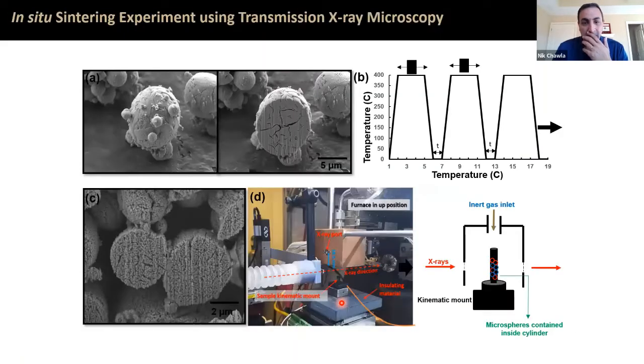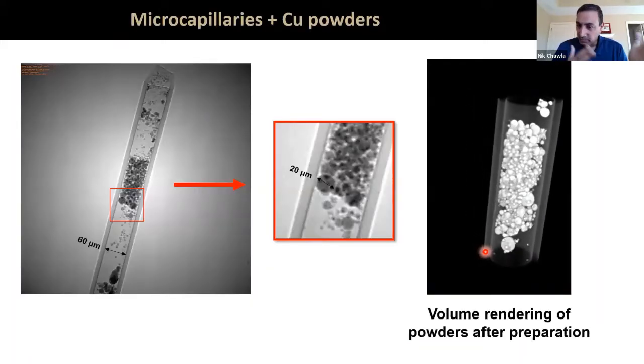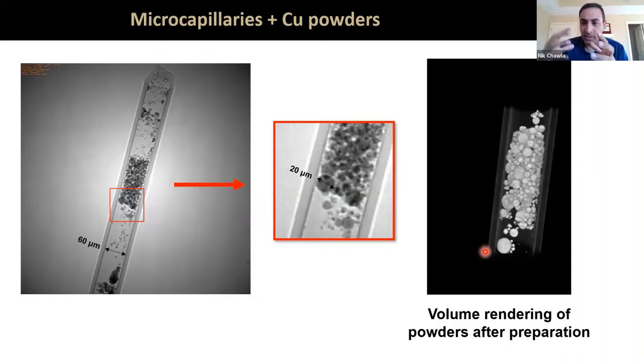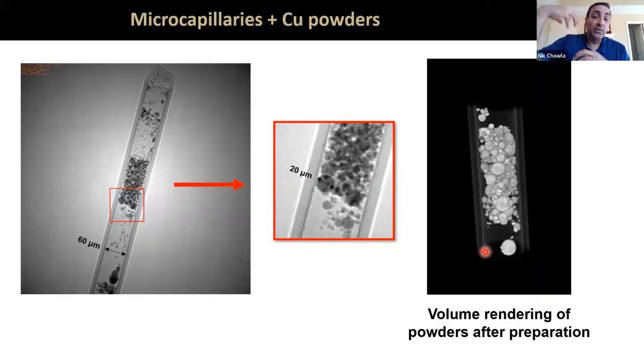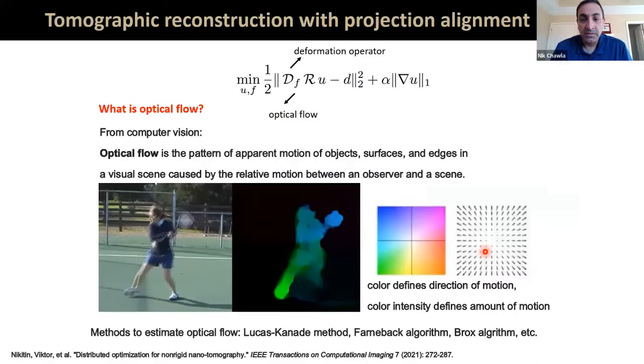Okay, so in this particular experiment, we heat up the sample. You have an inert gas outlet, and we put these microspheres in a glass cylinder that looks something like this. This is tomography that was done in the lab prior to going to the synchrotron. And you have these clumps of these powder particles, and then we do the sintering in situ at the synchrotron.